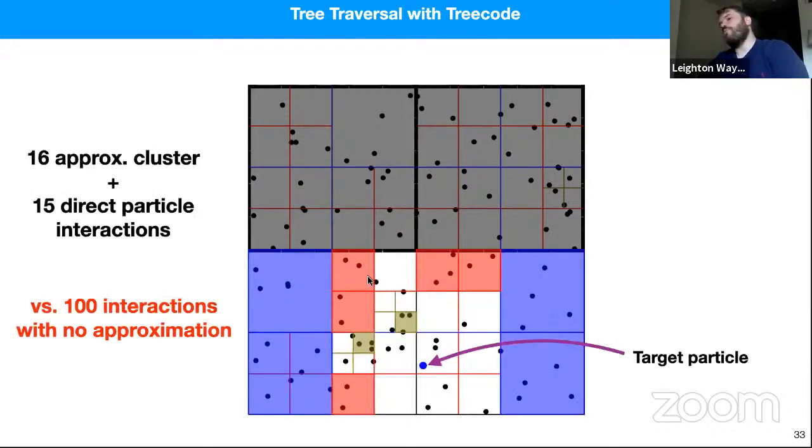When we go through this whole procedure, what you see is we end up with 16 approximate interactions with clusters and 15 direct particle interactions. If we had just interacted with everything directly, that would have been 100 interactions with no approximation. So, we do significantly decrease the number of operations that we have to do.